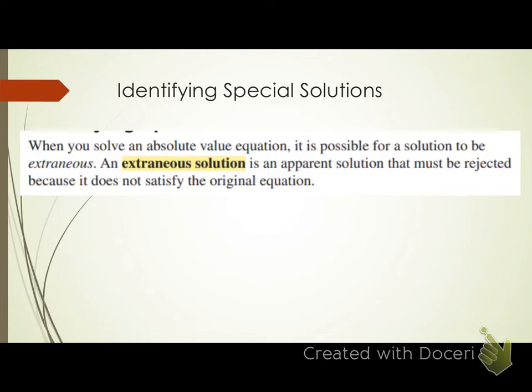When you have an absolute value equation, it is possible for a solution to be what we call extraneous. An extraneous solution is an apparent solution, so it looks like one of our solutions, that must be rejected because it does not satisfy the original equation. That's why we check our solutions to make sure that each of our solutions work. Some of our answers may not be actual answers, and we cannot include them as an answer. Okay? That's why we got to check it. Are there any questions about what an extraneous solution is?